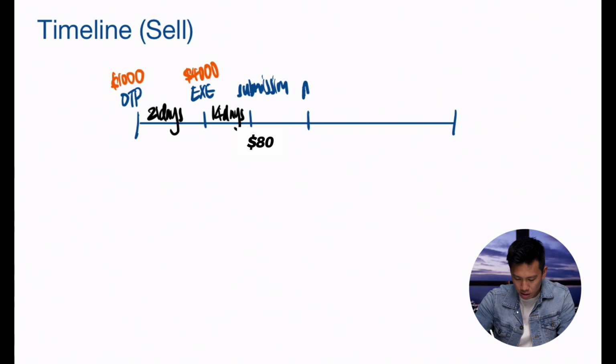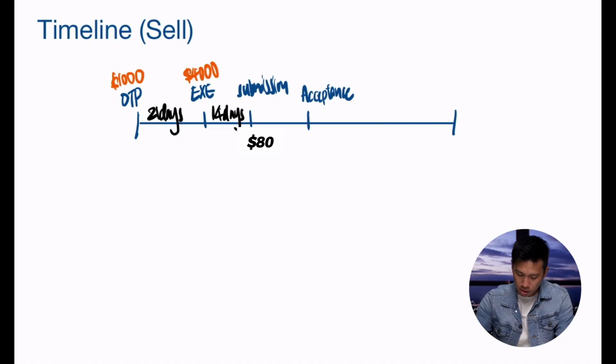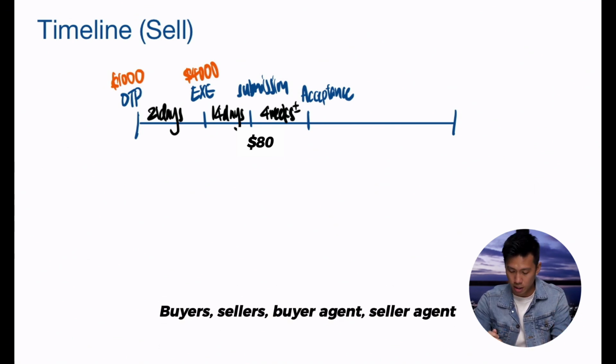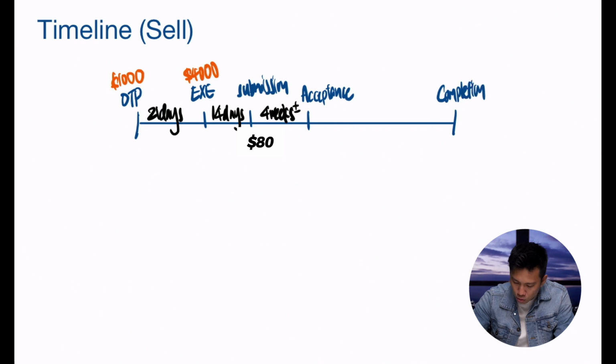After submitting the case to HDB, HDB will need to process it in the backend. Once they have finished processing the case, the next milestone is acceptance. For HDB cases, it varies. It depends on how long it takes for HDB to process the whole application. Let's just say that it takes about 4 weeks, plus minus. After the acceptance, HDB will also send an SMS to all the involved parties, the buyers, the seller, buyer agent, seller agent, on the completion date. Usually the acceptance to completion is a standard 8 weeks difference.